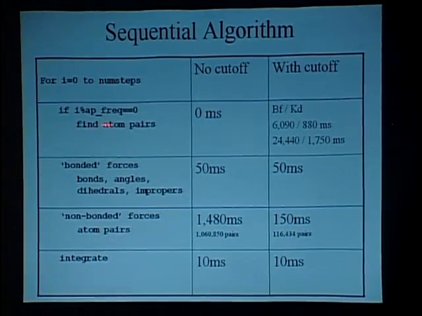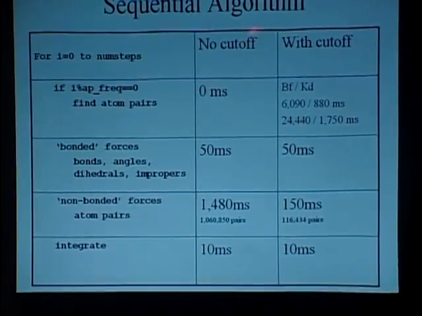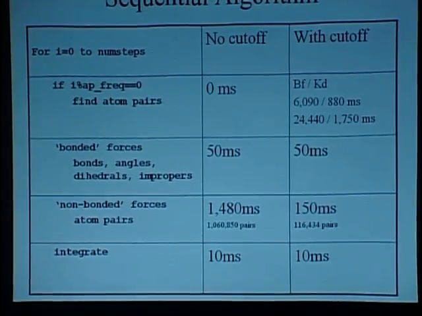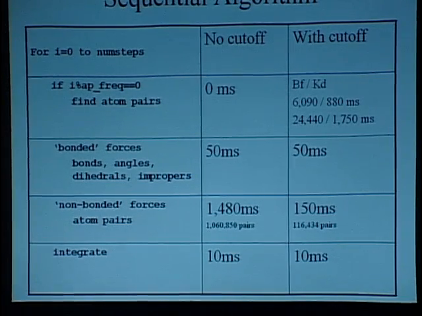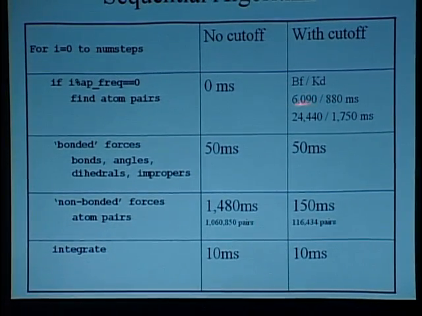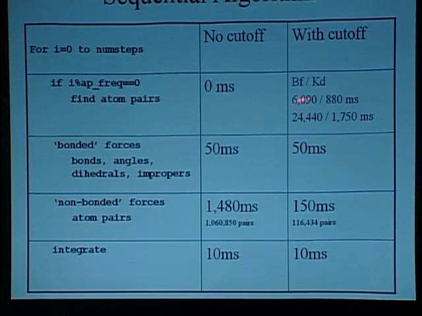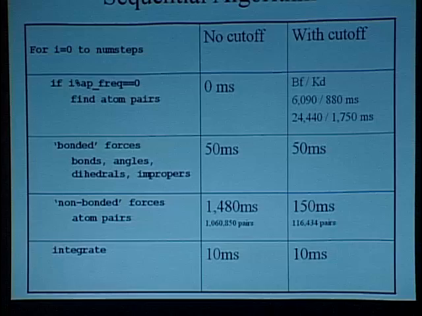So finding the atom pairs, if I don't use a cutoff, I can just compute the atom pairs list once and then never do it again. So that's why I put 0 here. But otherwise, generally, it takes a lot of time to compute the atom pairs because it involves getting the distances between every 2 atoms. And this is a pretty big system, maybe about 1,000 atoms. So these times are not really representative of smaller systems.